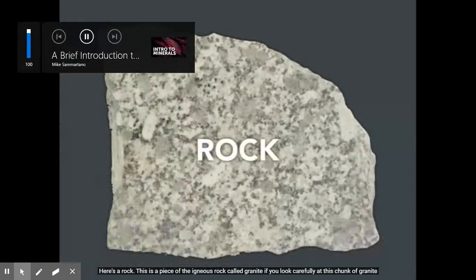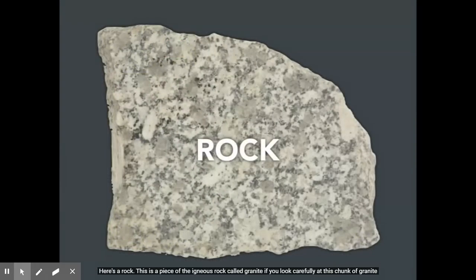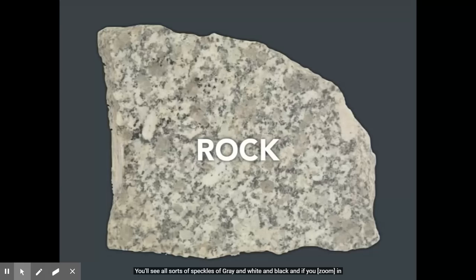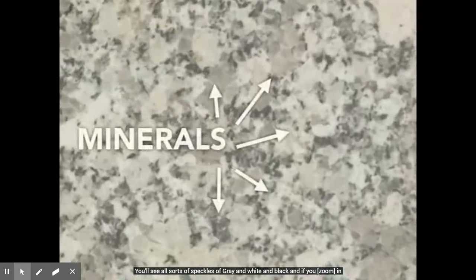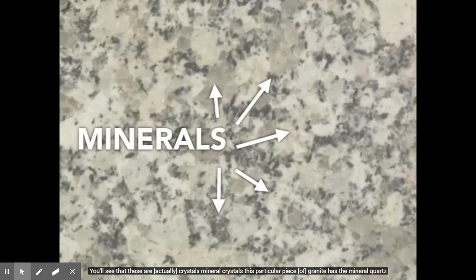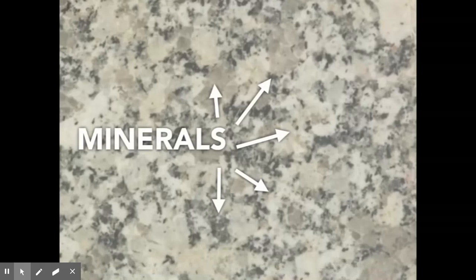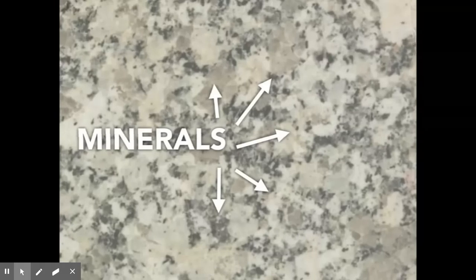Here's a rock. This is a piece of the igneous rock called granite. If you look carefully at this chunk of granite, you'll see all sorts of speckles of gray and white and black. And if you zoom in, you'll see that these are actually crystals, mineral crystals. This particular piece of granite has the mineral quartz, biotite mica, and plagioclase feldspar. We'll study these in more detail later on.